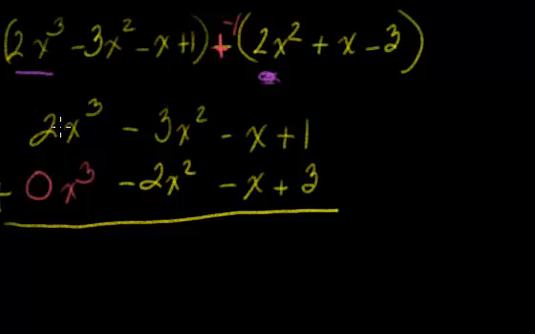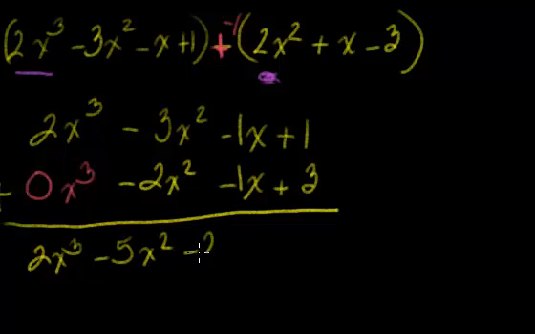So 2 plus 0 is 2, so 2x cubed. Negative 3 plus negative 2 is going to give you negative 5x squared. Negative 1 plus negative 1 gives you negative 2x. And then 1 plus 3 gives you 4.